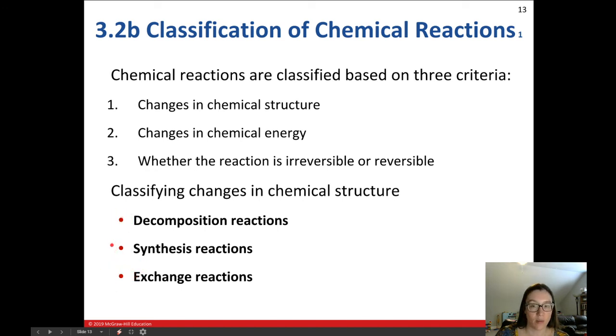And we've talked a little bit about these already when we talked about our biological macromolecules and how we take those monomers and make them into polymers or break the polymers down into monomers. So hopefully this will be a little bit of a review.